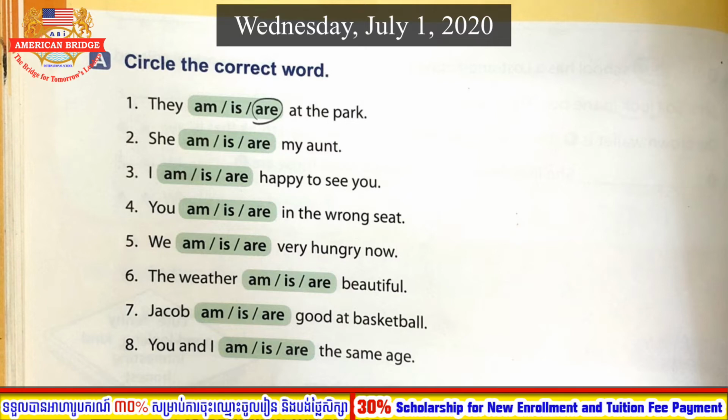Let's go to number 4. You am in the wrong seat. You is in the wrong seat, or you are in the wrong seat. You we use with are, so you are in the wrong seat. Let's go to number 5.